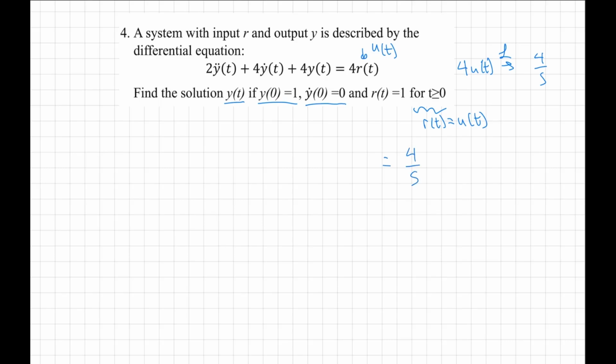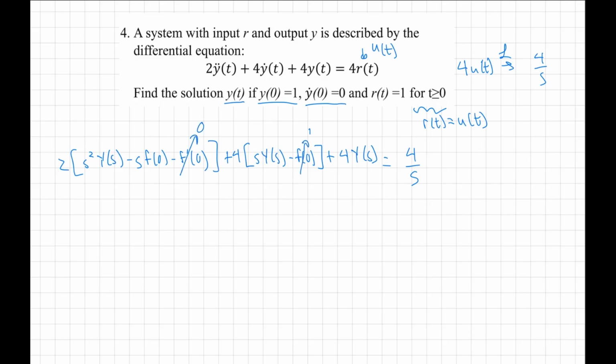And we get 2 multiplied by s squared Y of s minus s times y of 0 minus y prime of 0, plus 4 times s times Y of s minus y of 0, plus 4 times Y of s. So y dot of 0 is 0, so this goes to 0. Y of 0 is 1, so this goes to 1, and this goes to 1.